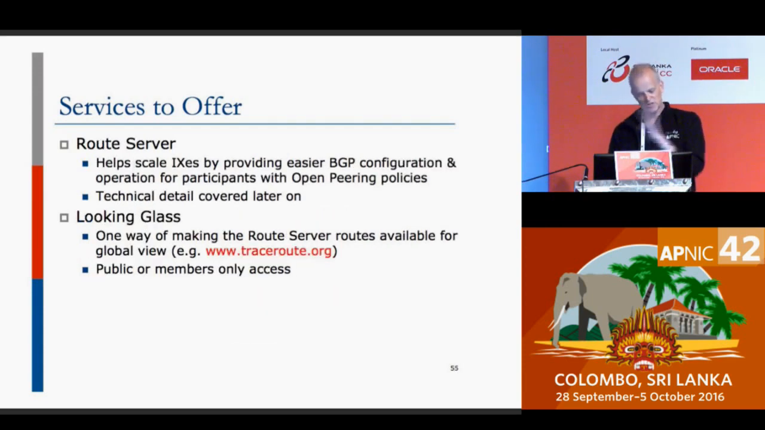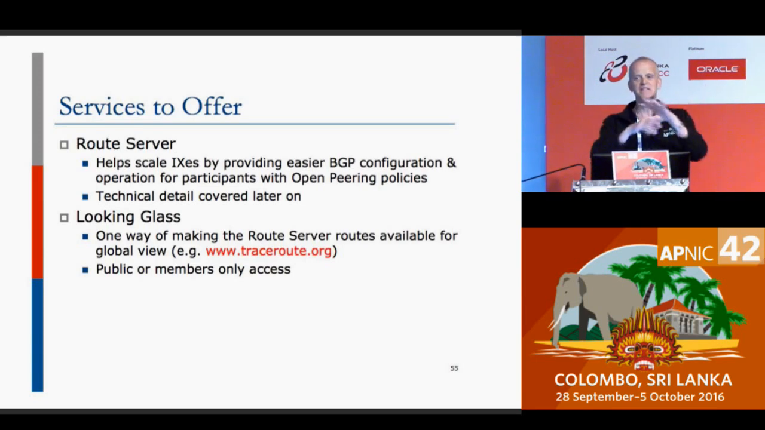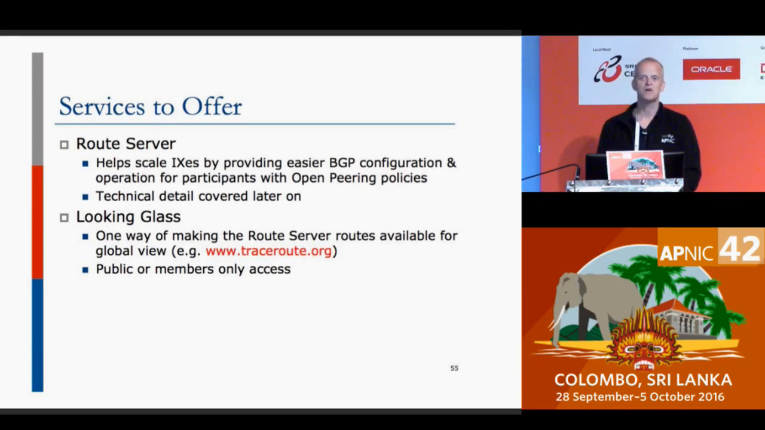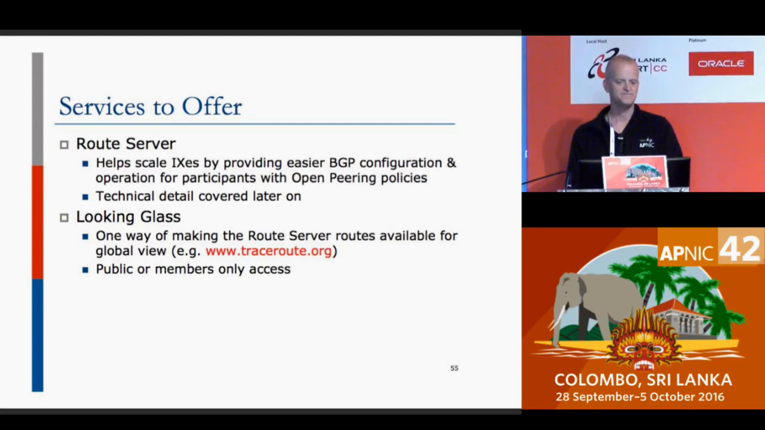So route server, going to talk about in a bit, helps scale exchange points by providing easier BGP configuration and assistance for participants who have open peering policies. And of course, there's a looking glass, which is a very handy way of, well, firstly, troubleshooting, so connectivity from the exchange point back to your network, and maybe connectivity with an even more global view. It could be for public access, as many exchange points do, or it could just be member-only access. But again, having a looking glass means you can log in to something that sees what the peering at the exchange point looks like, and you can do troubleshooting there.